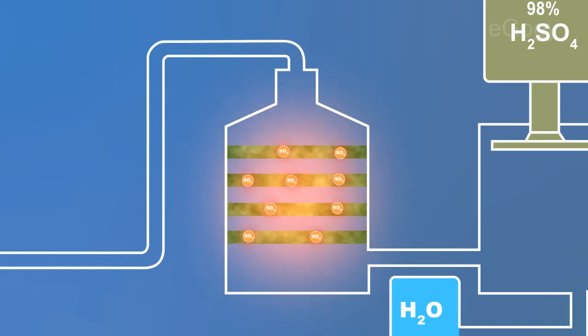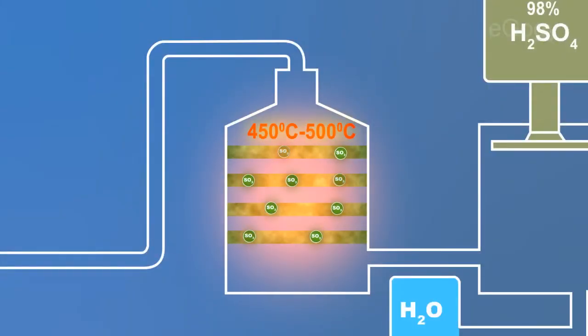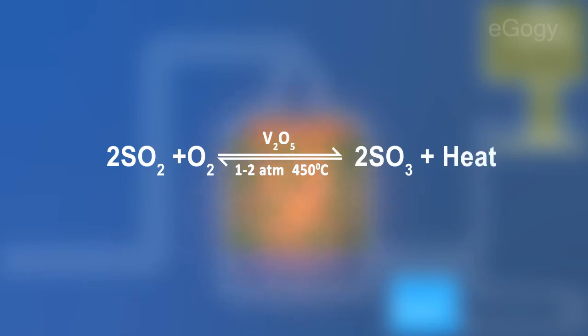This takes place at a favorable temperature of 450 degrees Celsius to 500 degrees Celsius. At low temperature, the rate of reaction decreases. To increase the rate of reaction, a catalyst, vanadium pentoxide, is used. Optimum pressure is about 1 to 2 atm. When sulfur dioxide is oxidized, we get sulfur trioxide and heat. 2SO2 on reaction with O2 forms 2SO3 and heat.